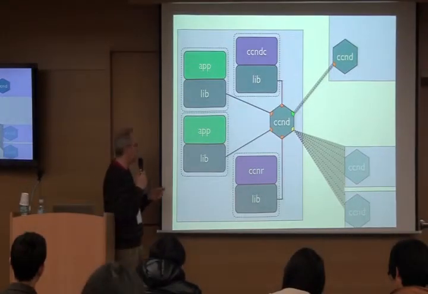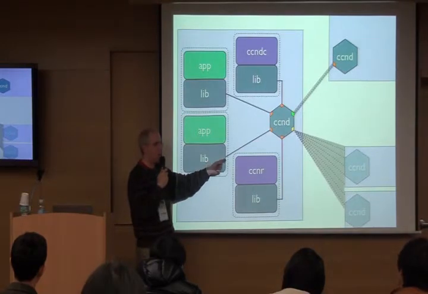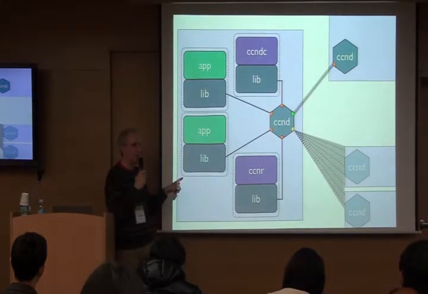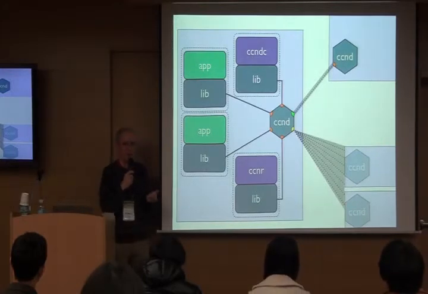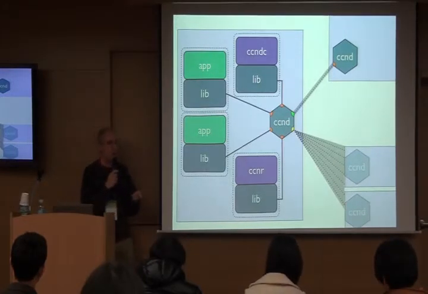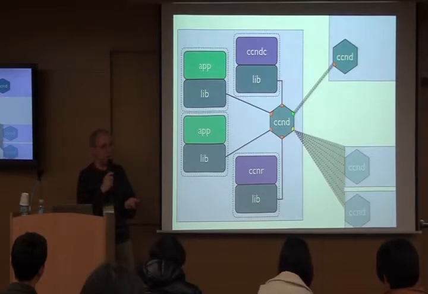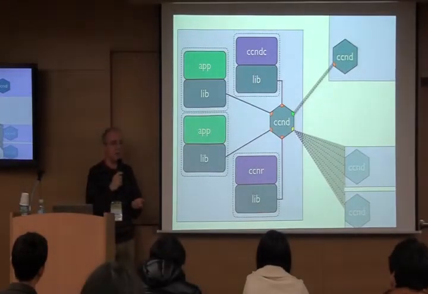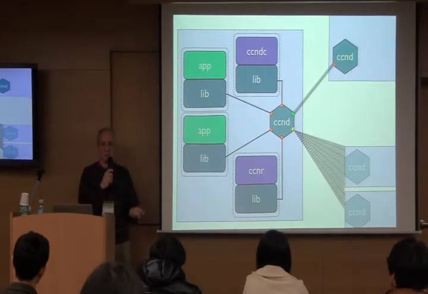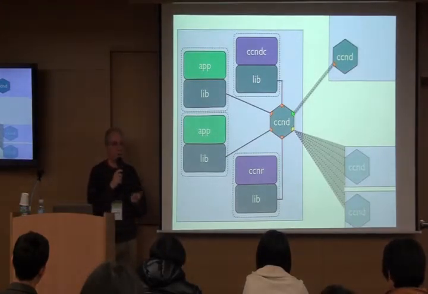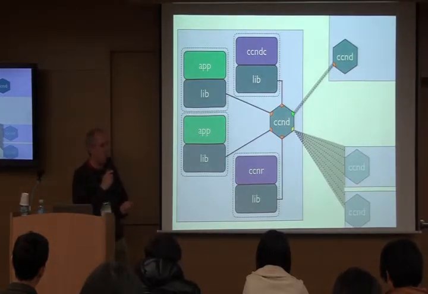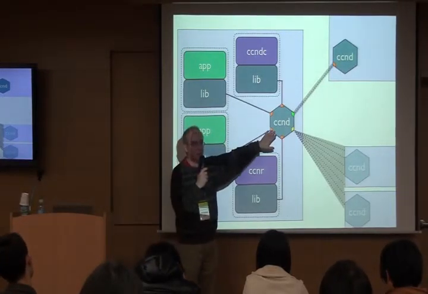In CCNx, once a data packet, for example, leaves the process of the application that produced it, it is already a piece of named data. It is already in wire format. It is signed, and that means that it's immutable. It carries its name, its data, its signature, and identification of who produced it that made that signature. All of those things have happened before it ever gets to a CCND.